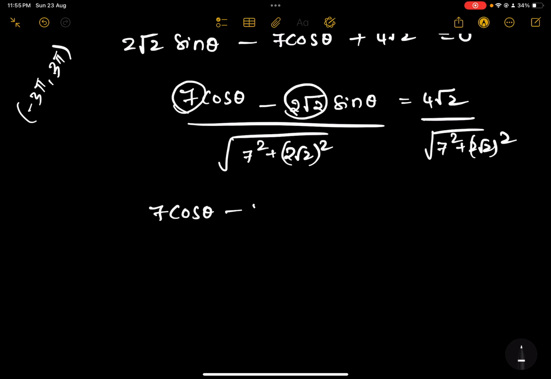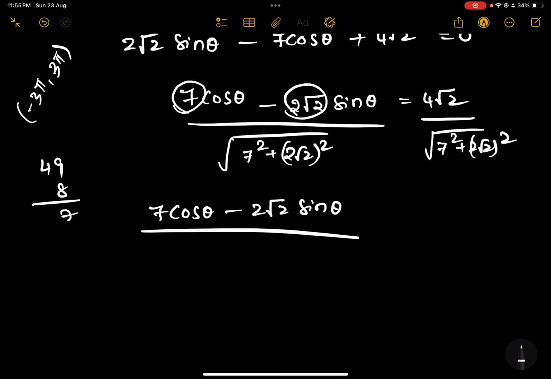7 cos theta minus 2 root 2 sine theta upon, 7 square is 49, 2 root 2 whole square is 8. So that will give you 57. Alright. So root 57 is equals to 4 root 2 upon root 57.